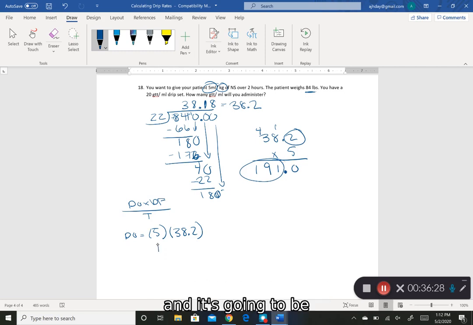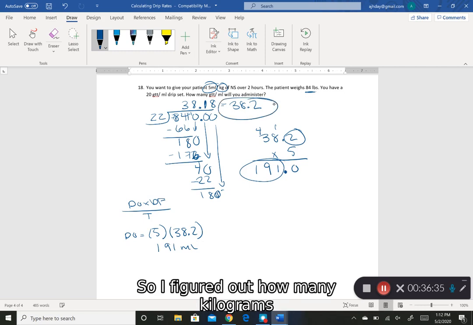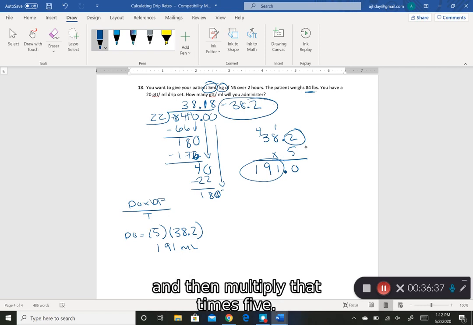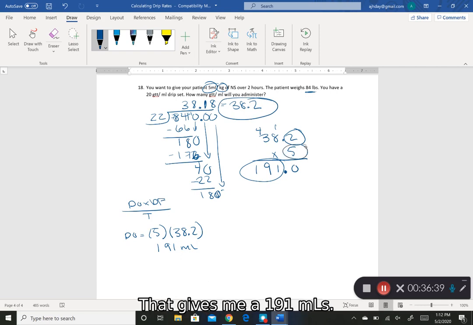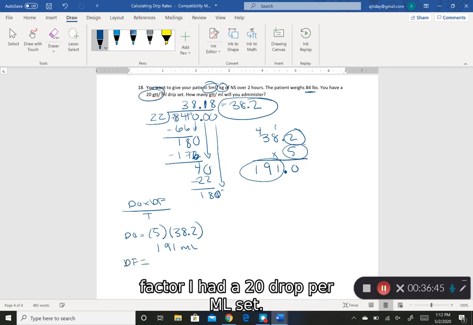So my dose ordered is going to be 191 mLs because I want 5 mLs per kilogram. So I figured out how many kilograms my patient weighs, and I multiplied that times 5. And that gives me 191 mLs. The rest of it we can fill in. Drip factor, I have a 20 drop per ml set.